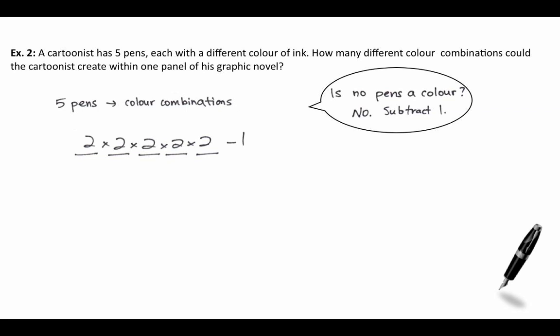So here we go. We've got pen number 1, include it, not include it. Pen number 2, include it, not include it, and so on and so forth. And we subtract off the null set. 2 to the 5 minus 1 is 31 different color combinations that this cartoonist could use. So our n was 5, our 2 to the n is 2 to the 5. Since walking away with nothing is not an option, we subtracted the null set.